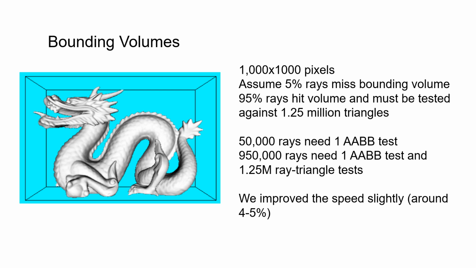950,000 rays will need that one test, and since they hit the bounding volume, they could hit a triangle inside, and therefore they must be tested against the 1.25 million triangles inside the model. So we've only improved the speed slightly. So overall, around 4 to 5% of the computation time will have been removed by this.